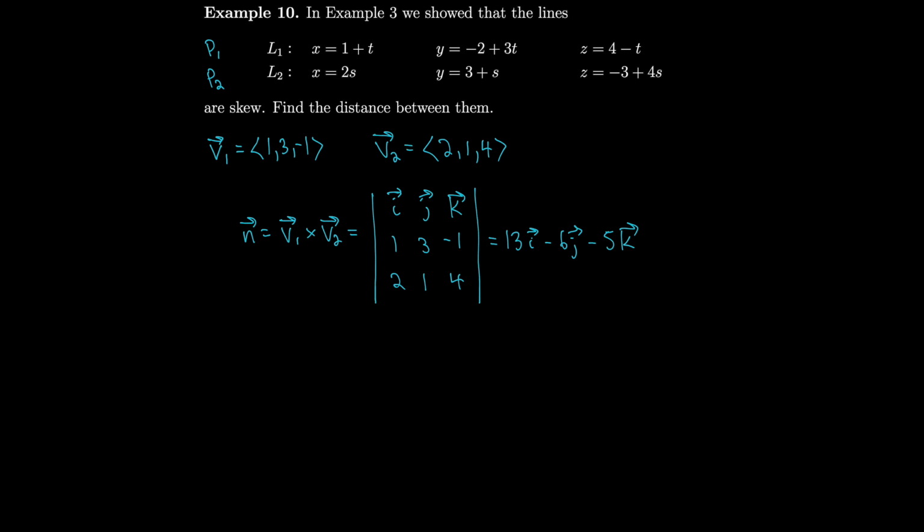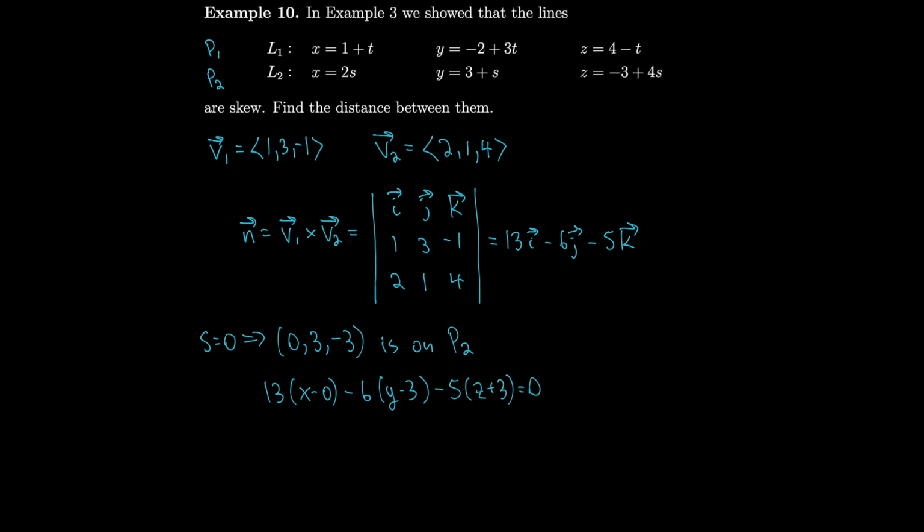Okay, so now we have a normal vector. We need a point on our plane P2. How about we set s equal to 0? That'll give us the point (0, 3, minus 3) on line L2, so that'll be on plane P2. So that means that an equation of the plane is 13 times x minus 0, minus 6 times y minus 3, minus 5 times z plus 3 equals 0, which is the same as 13x minus 6y minus 5z plus 3 equals 0. So that's an equation for P2.